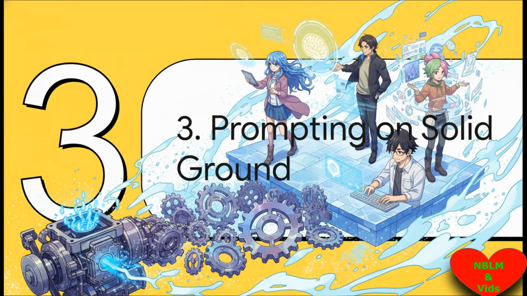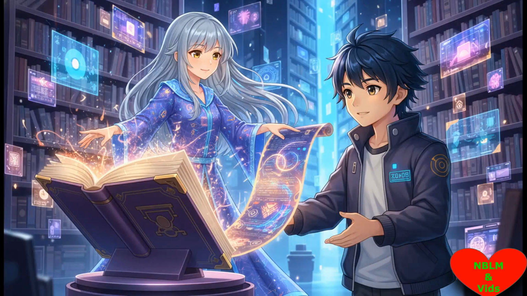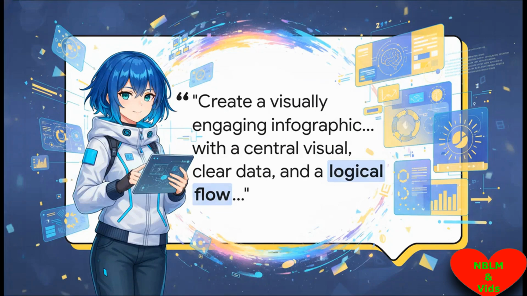All right, so now that our engine is built and all revved up, we're ready for part 3, prompting on solid ground. This is the moment we stop throwing darts in the dark and we start telling the AI exactly what we want. And this is where the magic really happens. Instead of you trying to dream up the perfect prompt out of thin air, you're just going to ask your new expert to do it for you. You literally ask NotebookLM, based on all of these sources you now have, write me a super detailed prompt for an AI image generator about my topic. And boom, this is the kind of prompt you're going to get back.